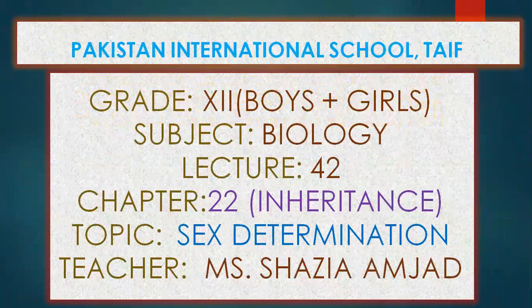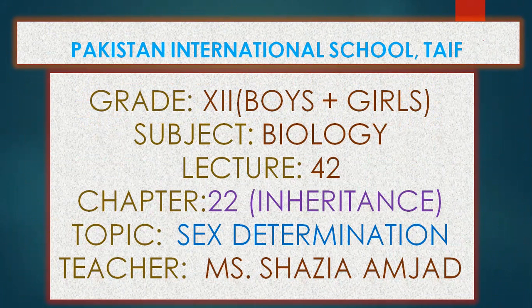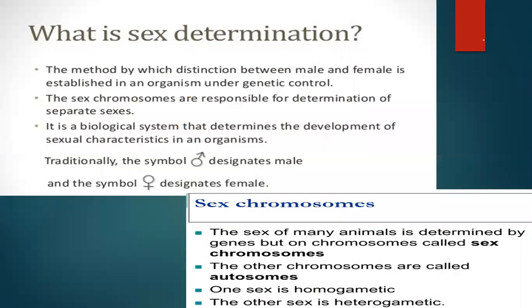This is second year biology class, and in today's lecture we will talk about sex determination. That is the new topic from chapter number 22, Inheritance. Before, we have seen some Mendel's laws and deviations from Mendel's laws, that is polygenic inheritance and epistasis. Now we will see sex determination, how and which type of chromosomes determine the sex. So let's talk about this one.